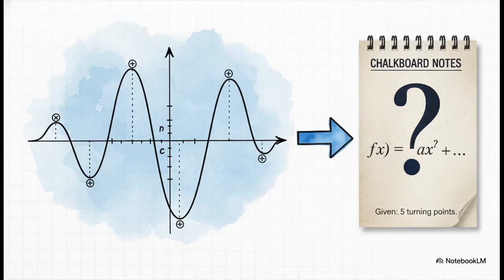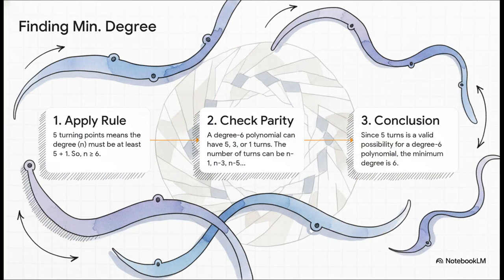All right, let's flip this on its head for a second. Let's try working backwards. Say you see a graph out in the wild, and you count 5 turning points. What can that tell you about the equation that made it? What's the minimum possible degree? Now, your first thought is probably just to add 1, right? 5 turns, so the degree must be at least 6.